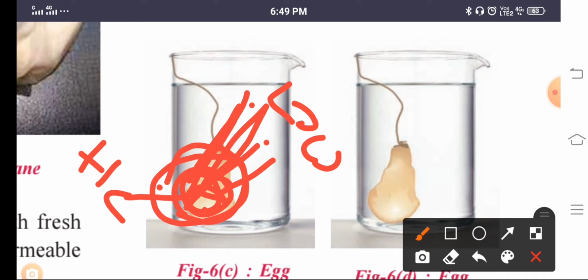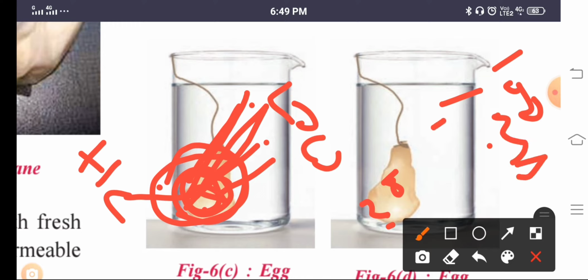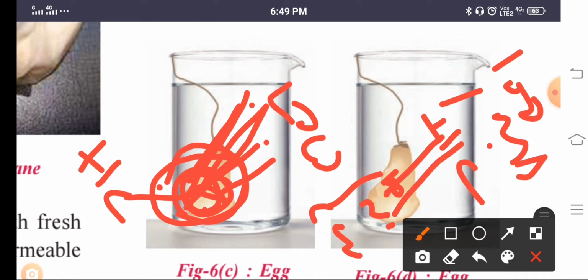Whereas in beaker D, this plasma membrane is filled with 10 ml of water, and here there is 100 ml of sugar solution. So here high concentration is there, and inside low concentration is there. So water moves from low concentration to high, meaning water moves from the plasma membrane into the beaker, so the size will decrease. Why? Because it lost the water.